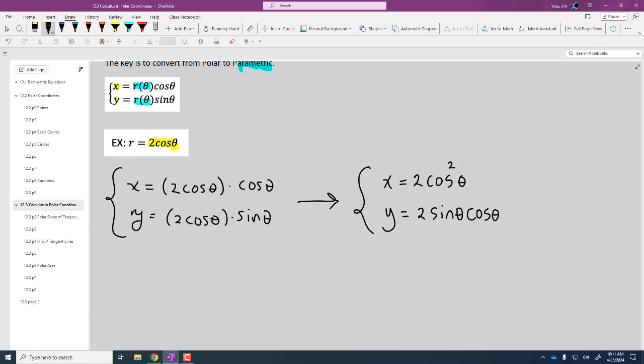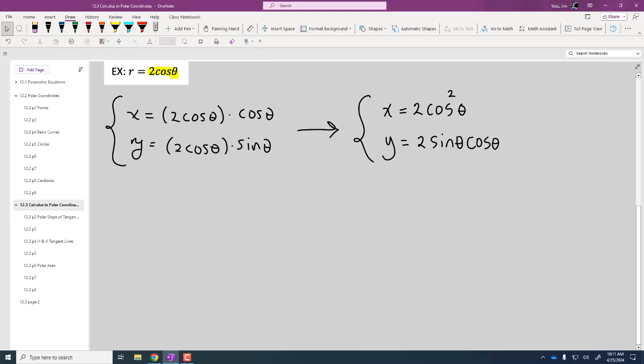So there's our polar equation. Here's our parametric form. And now we do what we did in 12.1. In 12.1, we said the slope of the tangent, dy dx, is y prime over x prime. Now in 12.1, we differentiated with respect to t. Here we differentiate with respect to theta. So we're going to differentiate both of those with respect to theta.